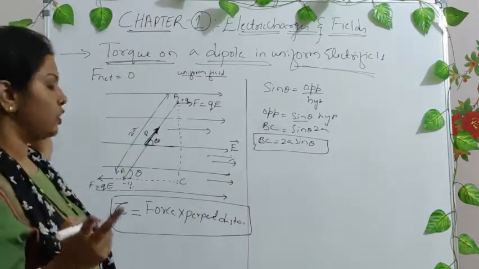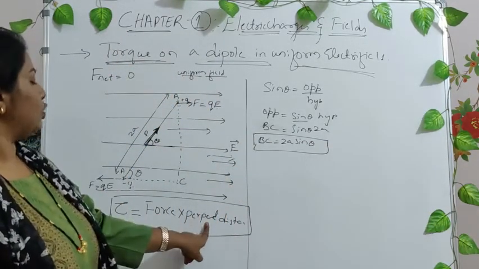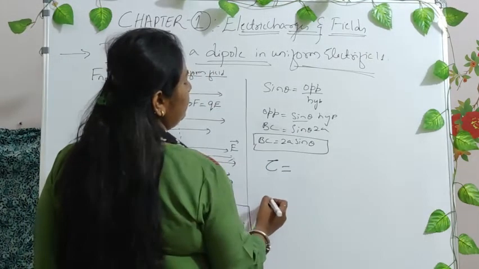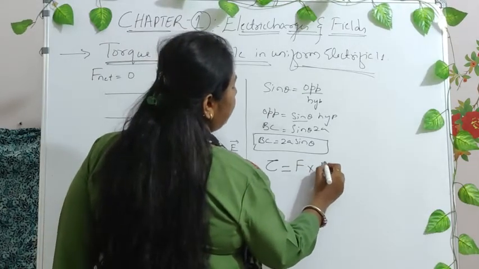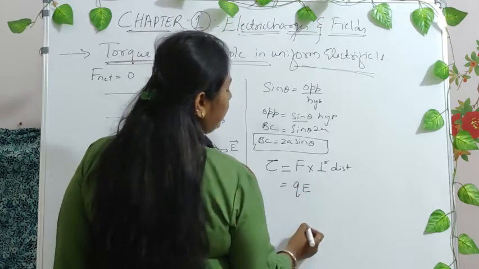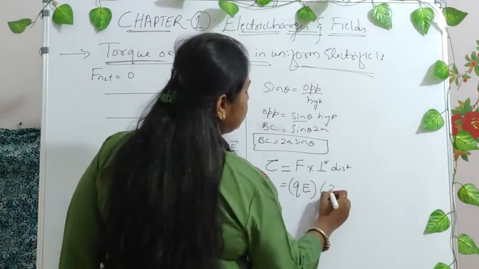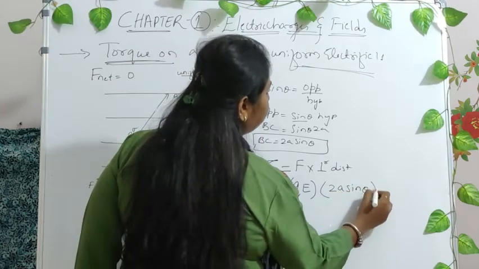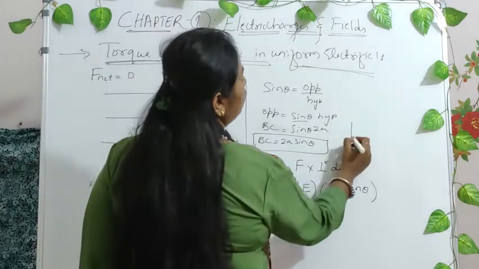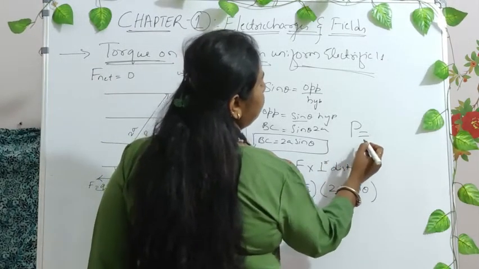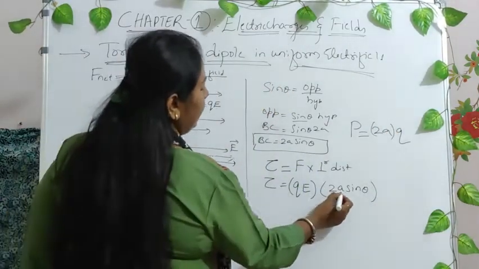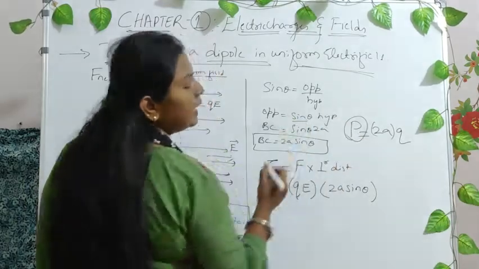Now you have both the values. You have the value for the force and also the value for the perpendicular distance. Now you substitute, as torque is defined. Torque will be equal to force into perpendicular distance, right? What is force? That is Q into E, and the distance is equal to 2A sine theta, right? This is torque. Now if you can understand here, the dipole moment is given as 2A into Q, right? 2A into Q can be substituted with the dipole moment.